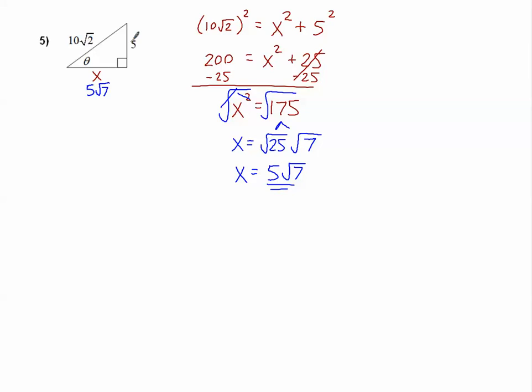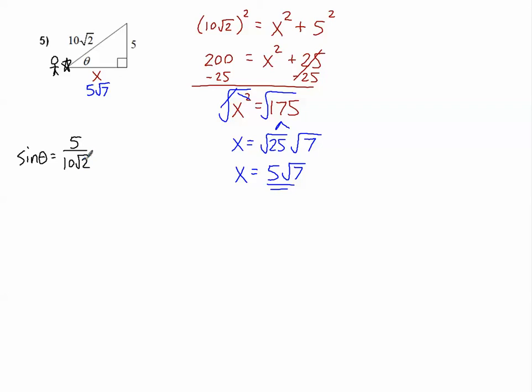Now that we have all 3 of our sides, let's talk about our trig ratios. And here's our theta. Put a star, put a little stick figure guy. This is my theta. So let's start with sine of theta. Sine is opposite 5 divided by hypotenuse 10 square root of 2. 5 divided by 10 square root of 2. So this is my answer. Unfortunately, this is not in simplified form because we cannot have a radical in the denominator of a simplified answer. So I need to rationalize.